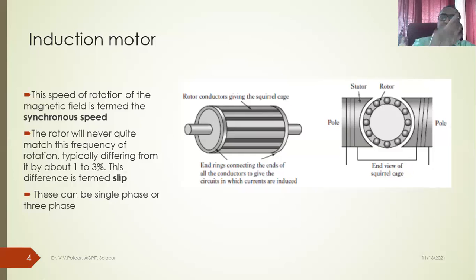So in this case, what? The rotating magnetic field is rotating at, let us say, 1000 RPM. Ideally, the rotor should rotate at 1000 RPM. But what happens? 3% less. That means what? 30 RPM less.